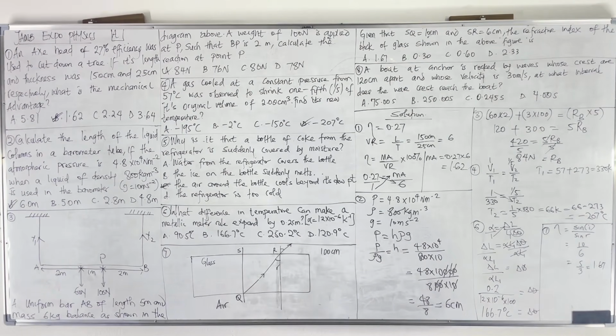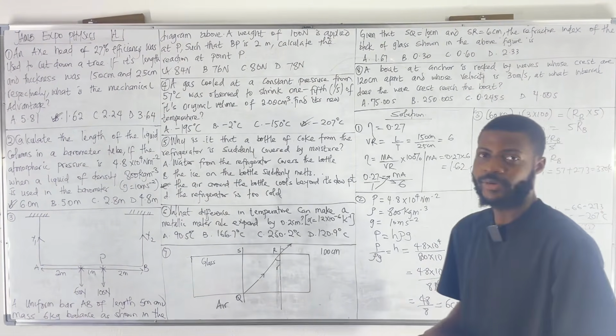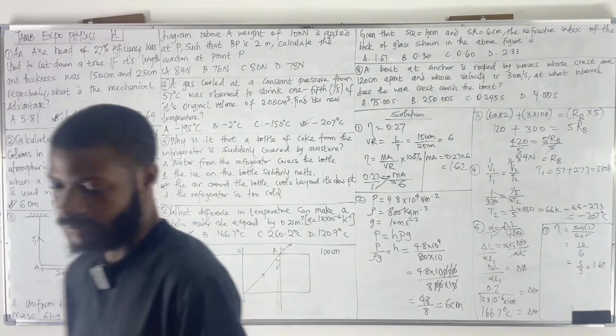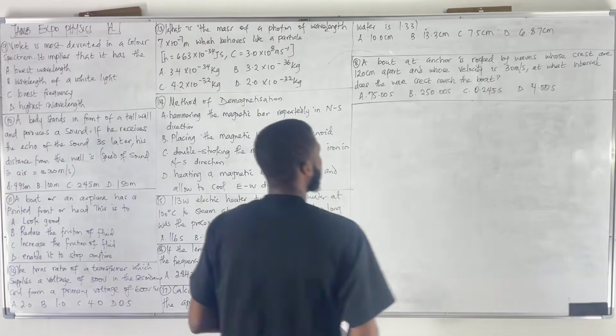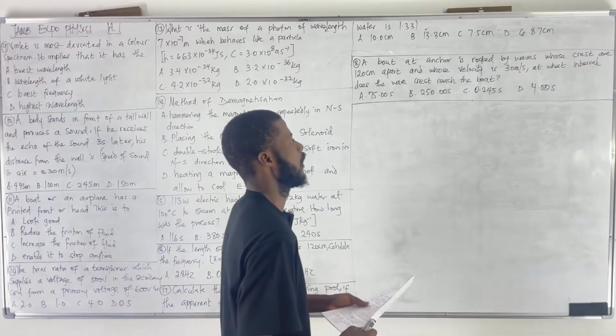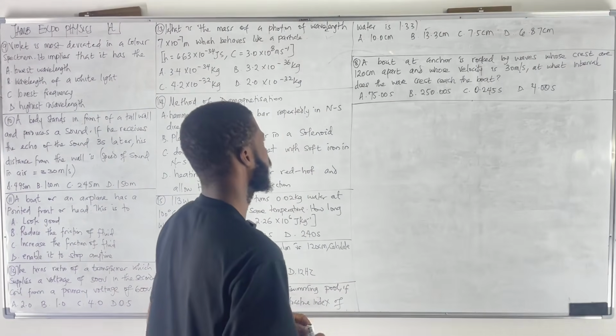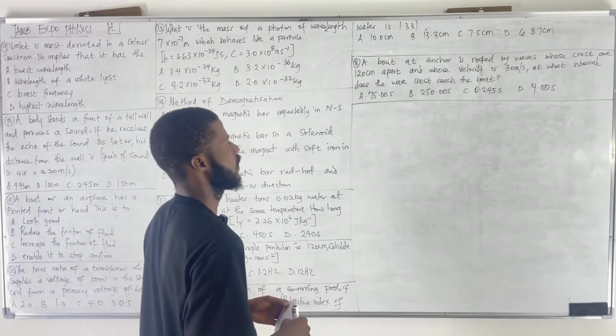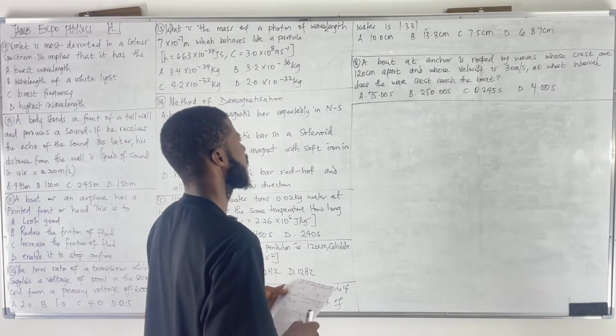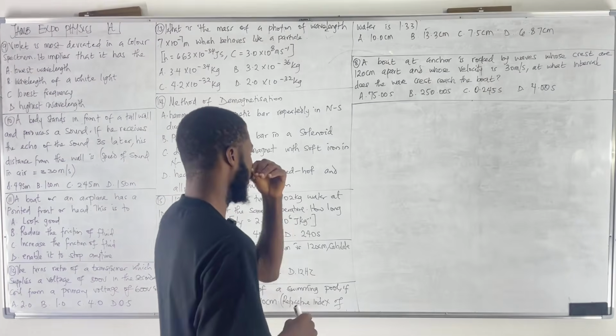Number 8, I think I'm going to wipe the board at this point. Okay, so let's continue with number 8. A boat at anchor is rocked by waves whose crests are 120 cm apart and velocity is this. At what interval does the wave crest reach the boat?